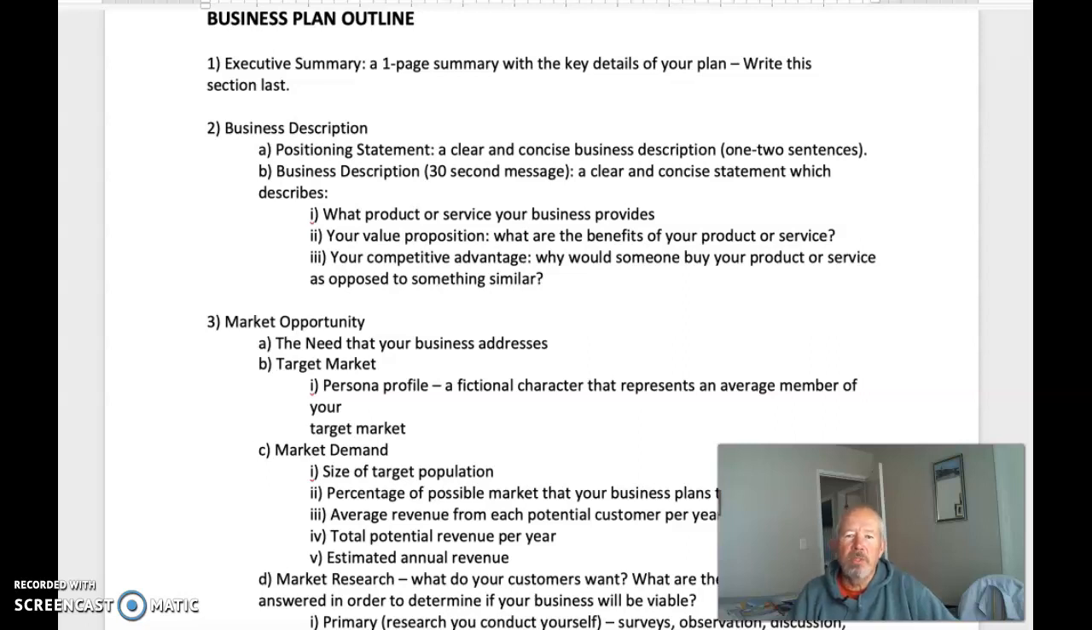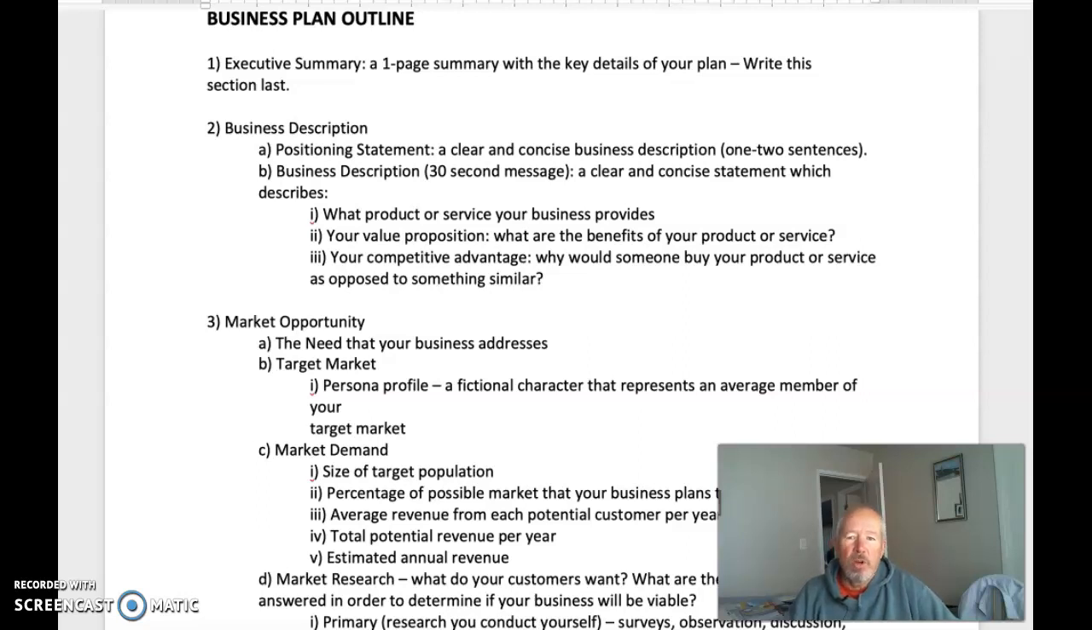Next up is the business description. Here we're going to put in place a positioning statement, a clear and concise description, 1 to 2 sentences, and then a short description that tells the reader what the product or the business is, the value proposition, why should I want or buy your product or service, and then your competitive advantage. Why would someone buy your product or service as opposed to something similar from someone else?